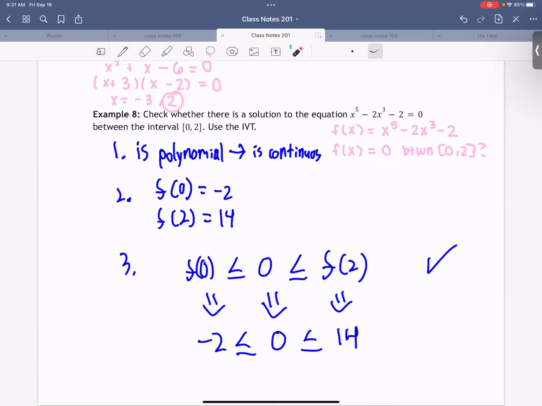With these questions, you need to write that the function is continuous and you need to explain why. Definitely make sure you do that. You need to find f of a and f of b. And you need to write some sort of semblance that the IVT is working. I would recommend writing that 0 is between these two numbers, then we're good. Any questions on example number 8?